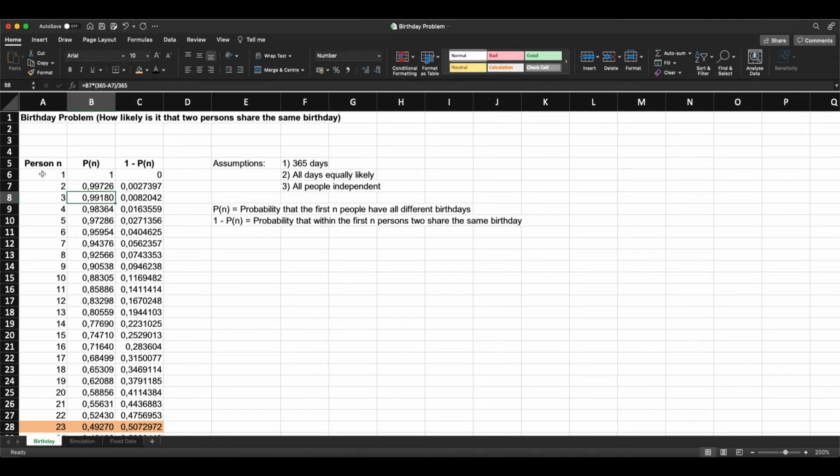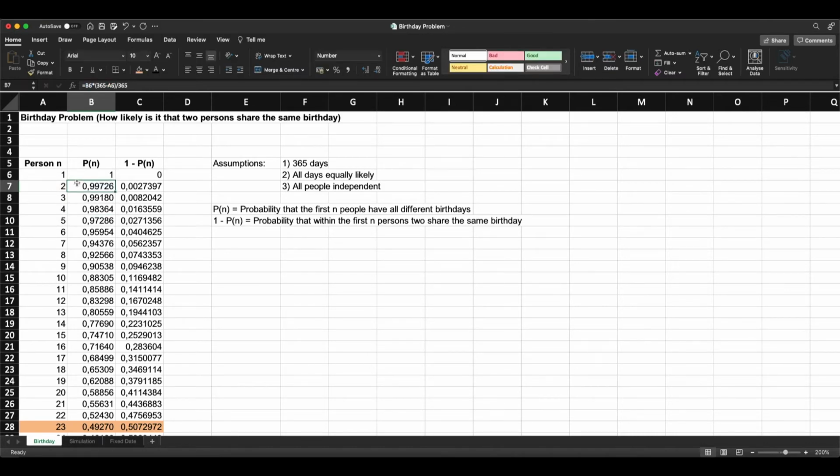Then let's assume the first two people have a birthday on the first 2 days of the year. The probability for the third person is calculated as 365 minus 2, so 2 days are already taken by the first two persons, divided by 365 and multiplied by the probability of the two persons in the room.